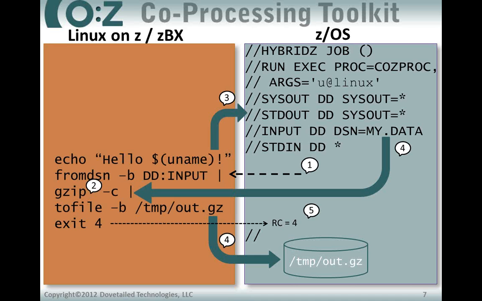Now let's take a look at this from our hybrid batch processing principles. Principle number 1, we were able to run a remote program on a remote system. Principle number 2, we were able to use a program that already exists, which is gzip, without modification. Principle 3, our standard streams were redirected back to z/OS. Principle 4, our remote program was able to access z/OS resources. And Principle 5, the return code is adopted as the job step condition code.